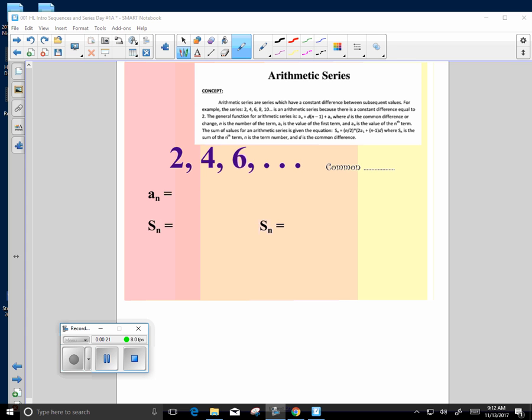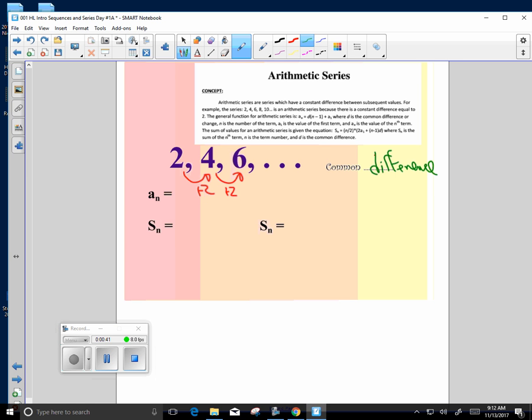2, 4, 6, what's after that? 8, 10, 12. So what are we doing each time? Adding 2. So what we're looking at, 2, 4, 6, 8, we're looking for a common what? Difference. It's a common difference, yeah.